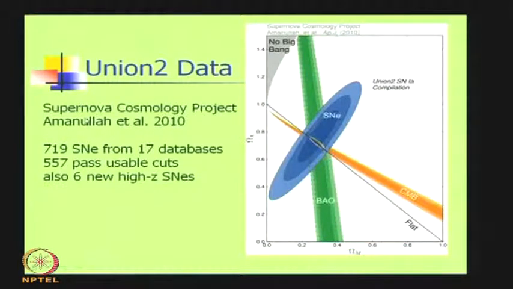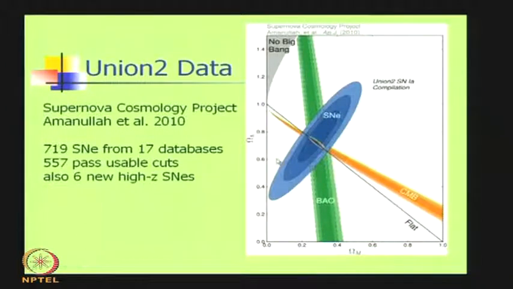These are results from the Supernova Cosmology Project. This is the reference, and it's called the Union. The data that they have considered for the supernova is called the Union 2 data. It has 719 supernova 1A from 17 databases, of which 557 pass the usable cut, so 557 of them are usable. In addition, it also has 6 new high redshift supernova, and they have combined all of this data, and they are able to impose this region of omega matter, omega lambda parameter space, which they are able to constrain the models to.